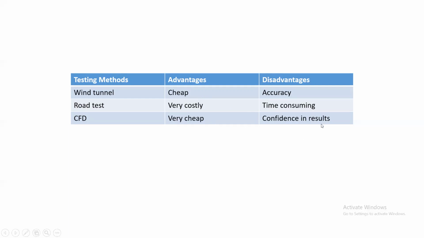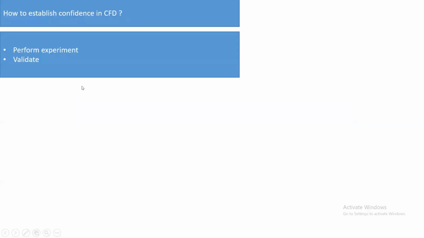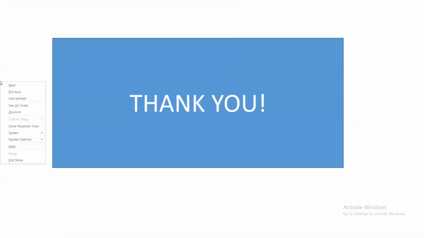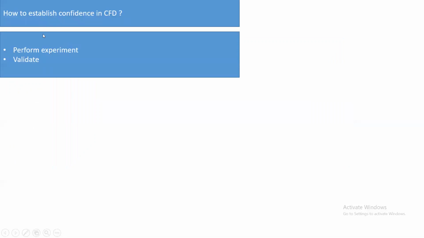But the disadvantage is confidence in the result. The result you gave, whether it is correct or not, how can one trust your result? So the trust in your CFD result comes from performing an experiment and validating. The whole idea is how you can tell that your simulation result is correct. The procedure is, you do CFD analysis and you predict something.